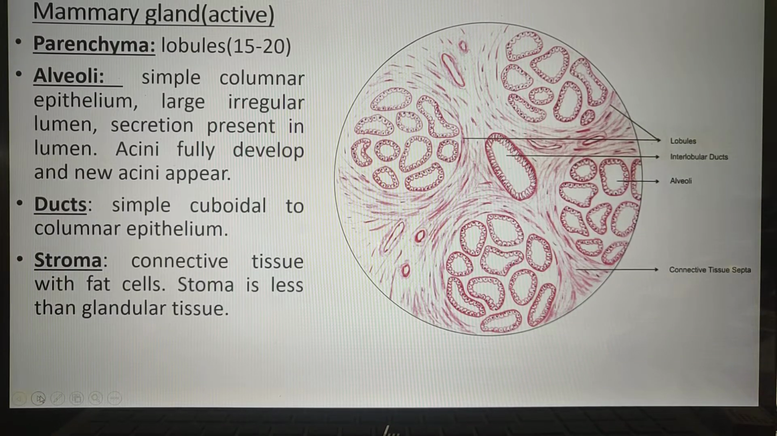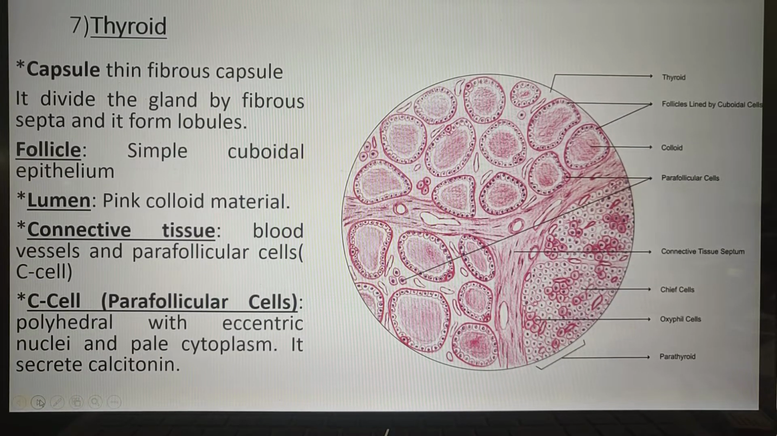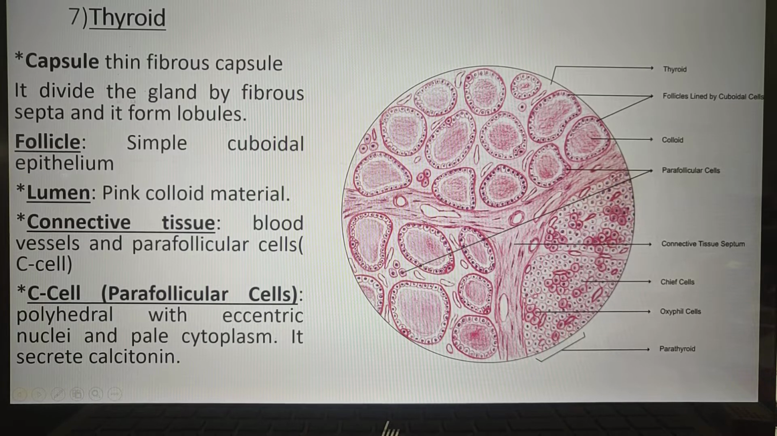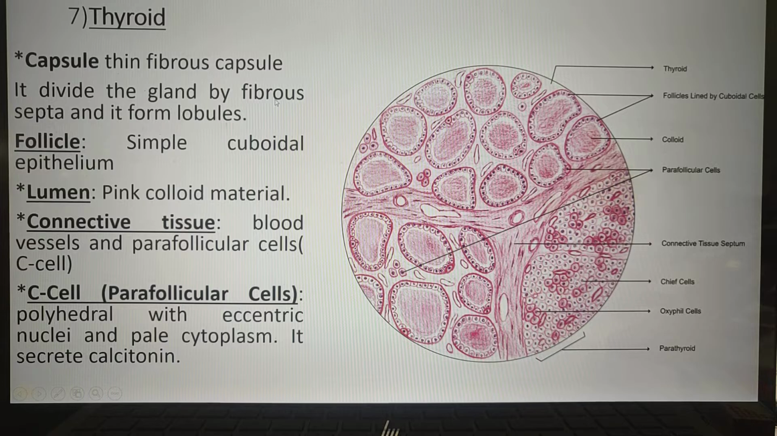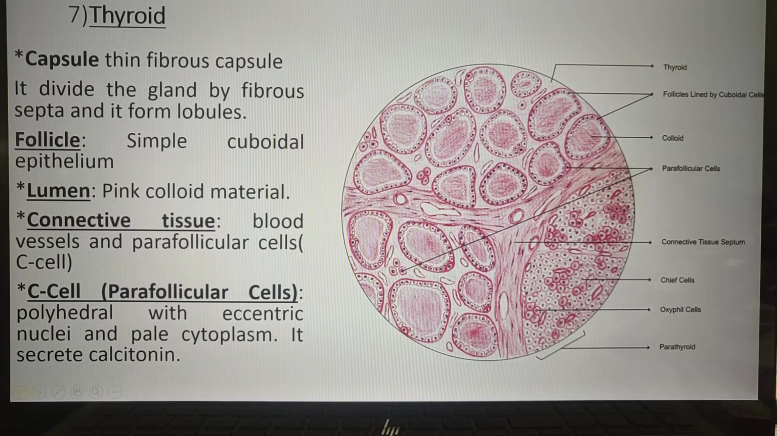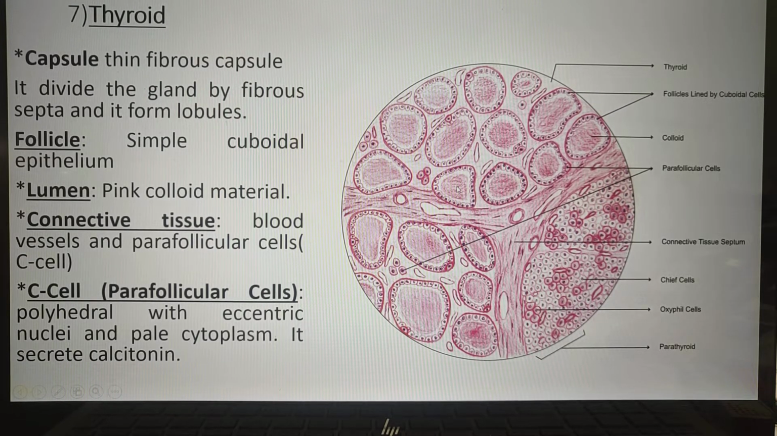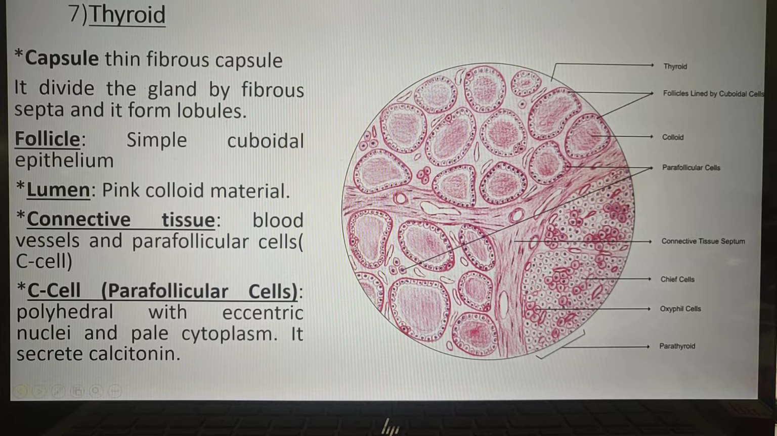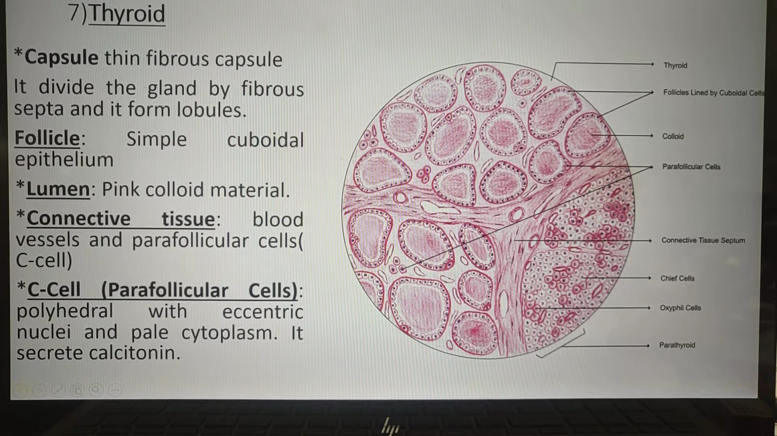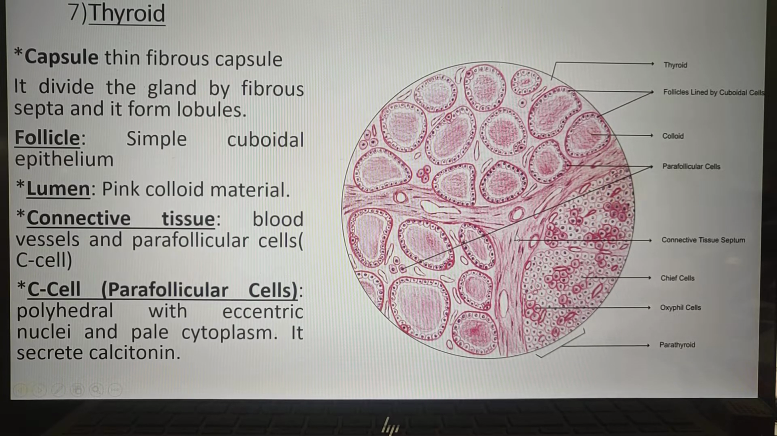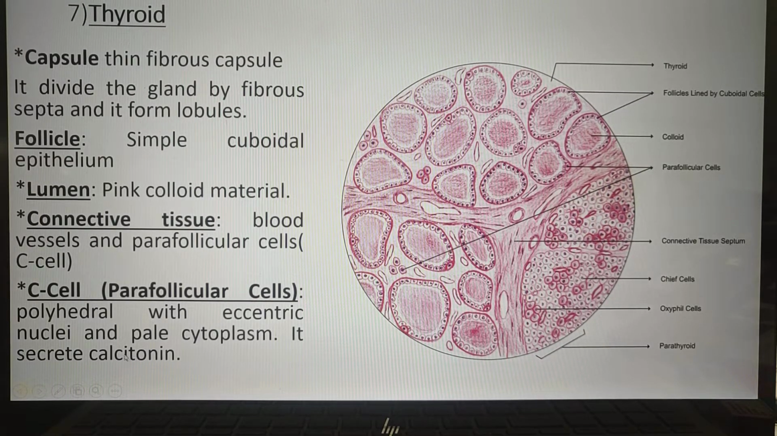Thyroid gland: the capsule is a thin fibrous capsule, which divides the gland by fibrous septa to form lobules. The follicle is lined by simple cuboidal epithelium. The lumen contains pink colloid material, and there is connective tissue in between, which makes the septa and contains blood vessels and parafollicular cells or C cells.